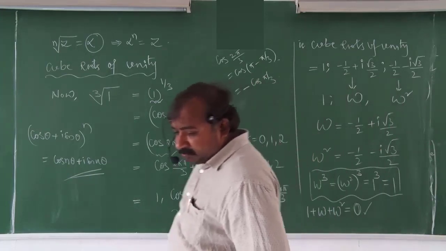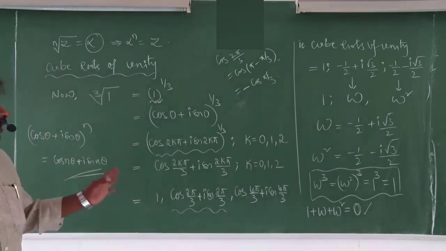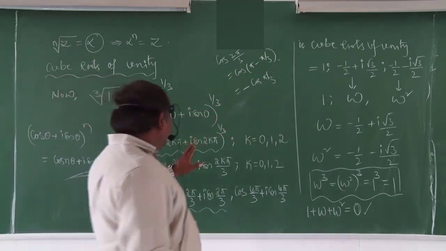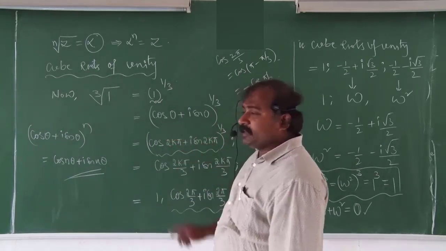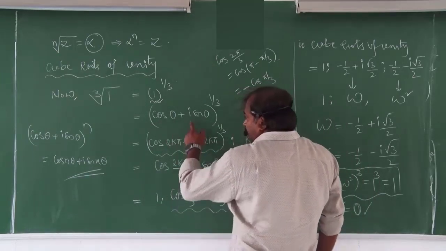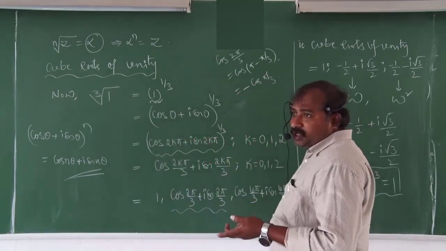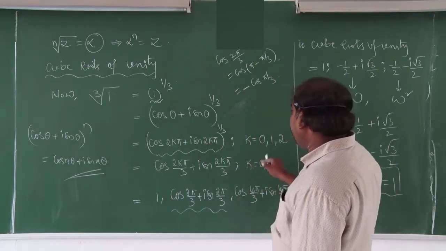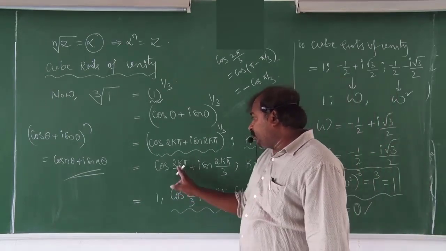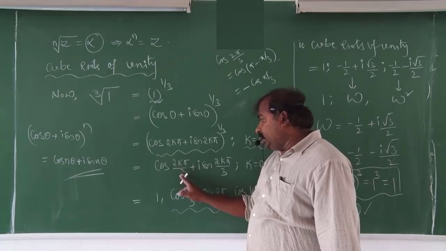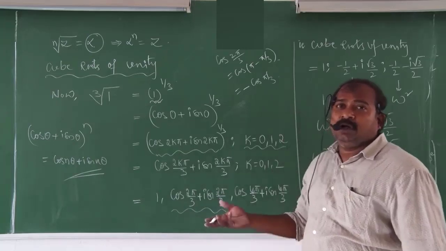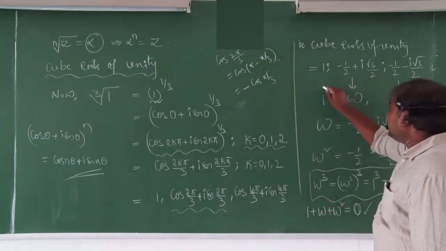So this is the cube root of unity, and this is the method to find it. Since cos and sine are periodic functions, you can take cos of (2k pi plus 0) plus i sin of (2k pi plus 0). Here we take k as 0, 1, 2 only. Even if you take 3, the 3 cancels and you get cos 2 pi plus i sin 2 pi. Cos 2 pi is 1, sin 2 pi is 0, so you again get the same thing.